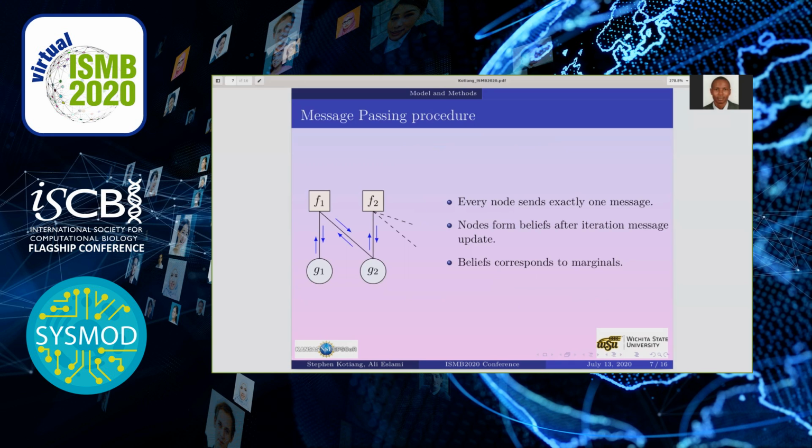In message passing algorithms, nodes pass and collect information about themselves from neighboring nodes as shown in this figure, and then they compute their beliefs.